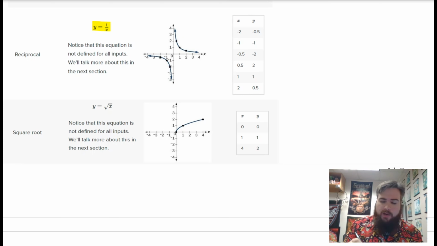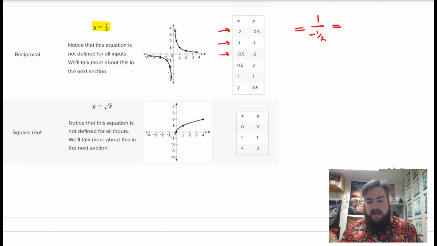If I plug in negative 2 into 1/x, I get 1/-2, which is negative 1/2. If I plug in negative 1, I get 1/-1, which is also negative 1. And if I plug in negative 0.5, or negative 1/2, I will get, we can even show this one here, 1/-1/2, or negative 2. You can use a calculator for that if you need to, but this would be the same as 1 times negative 2/1, or negative 2 overall.